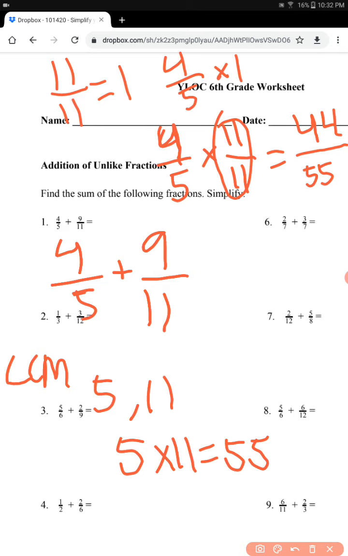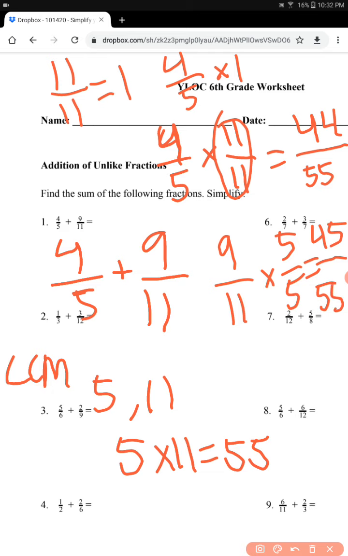So 44 over 55 is the same thing as 4 over 5. So we're not changing anything. We're just making it into a different form, basically. And 9 elevenths times 5 and 5, and that equals 45 over 55. So we have our two numbers that we're going to use right here.